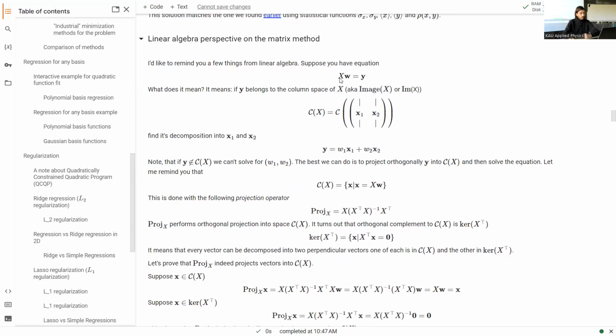So first of all, once again, we are starting with the equation X times w equals y. w and y are vectors, X is a matrix. What does it mean? Well, there's an interesting caveat to this. When we are calculating X times w, I will get this vector y from the so-called column space of the matrix X. Let me draw that on a board. I want you to feel the thing.